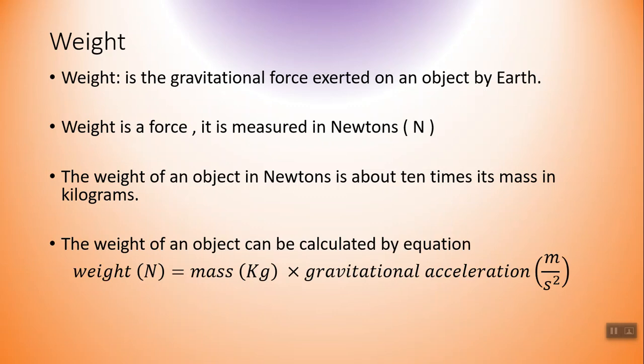The weight of an object can be calculated by using the following equation. Weight is equal to mass, measured in kilograms, times the gravitational acceleration, which is measured in meters per second squared, and the weight is measured in newtons. Or we can write it as weight is equal to mass times g, where g is the gravitational acceleration. From this explanation, we can conclude there is a big difference between mass and weight.